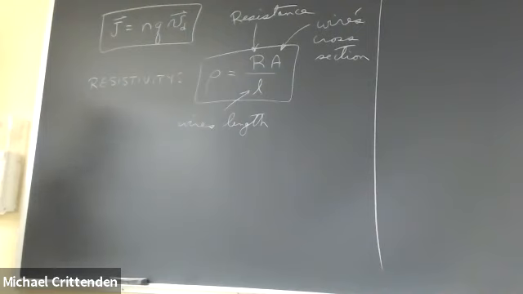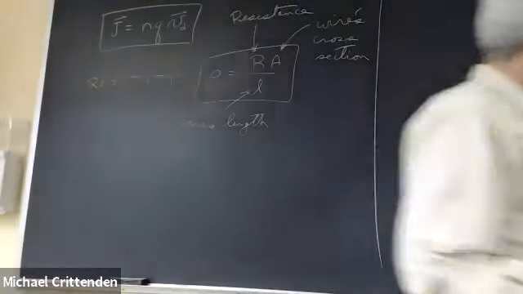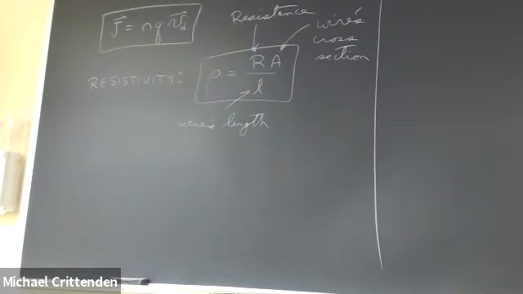Rho, the resistivity, equals R times A divided by L. Think of the light bulb filament or the heating element in a space heater or something like that. It's basically a wire. Well, the next example is a toaster oven.